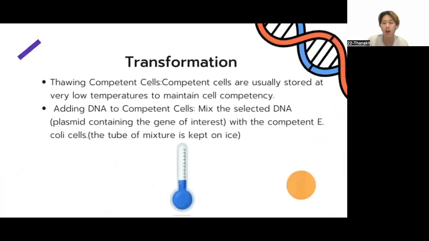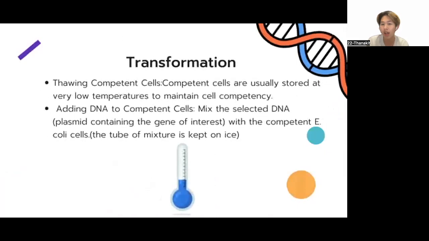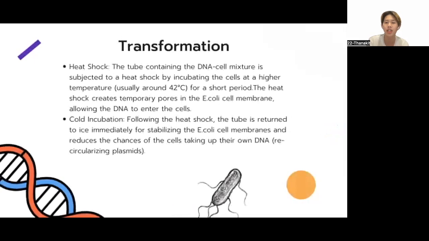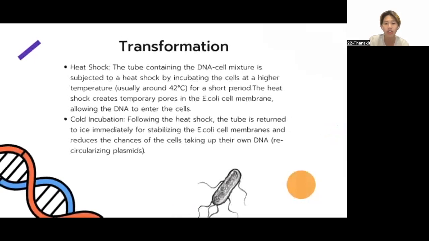Next is storing the competent cells at low temperature, then adding the HEV DNA. After that, the mixture is subjected to heat shock at high temperature, usually around 42 Celsius for a short period, to create temporary pores in the membrane for the DNA to enter. Then return the cells to ice immediately to stabilize the E. coli cell membranes and reduce the chance of the cells taking up their own DNA.